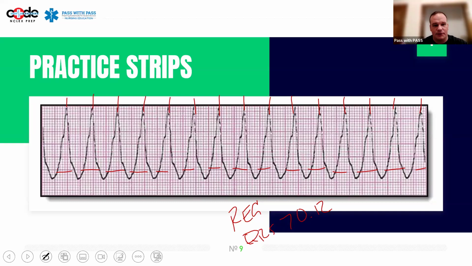Again, let's just assume this is a 6-second strip. 1, 2, 3, 4. So we're right there at 150. And really, if you came down here to the very beginning of the strip, some instructors will tell you to count this as a half a beat. I'll leave that up to your instructor to clarify how they want you to do it on the exam. Neither one is wrong.